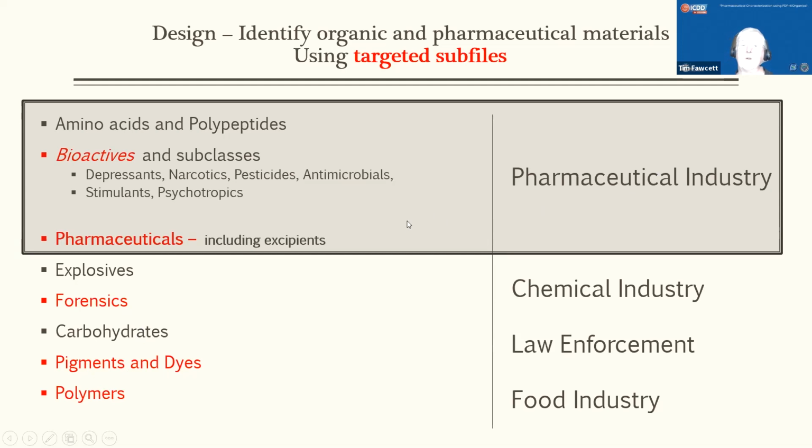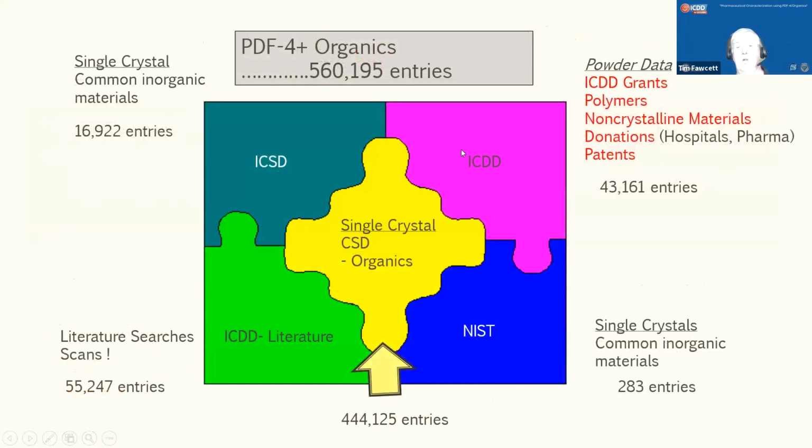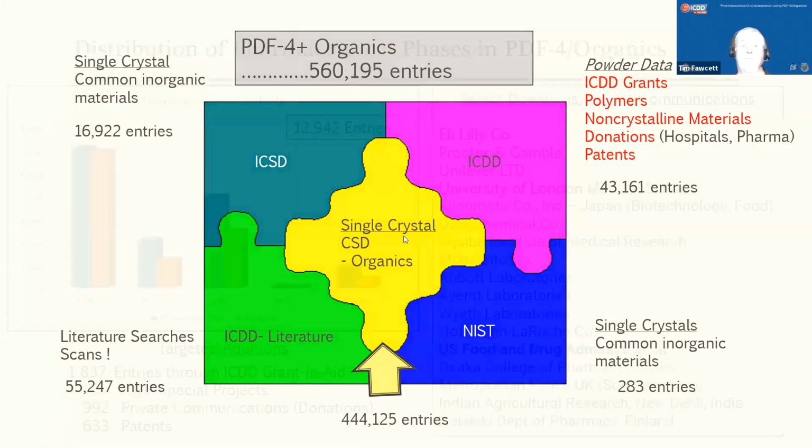Now, if you have an organic material that shows no bioactivity, no pharmaceutical activity, and isn't in one of these special subfiles, chances are it doesn't have a function and it's not in the database. But we use all those alliances to get everything that does have one of these functions and put it into the database. So the contributions from the different groups aren't equal. There's a large part from CSD, but we were very selective on the parts from the inorganic world and the polymer world and some of the polymers and non-crystalline materials that were donated.